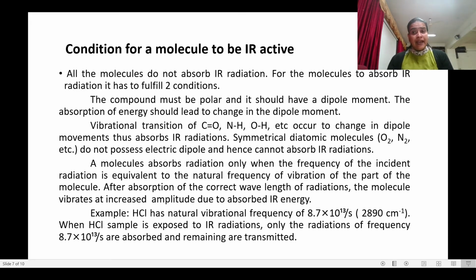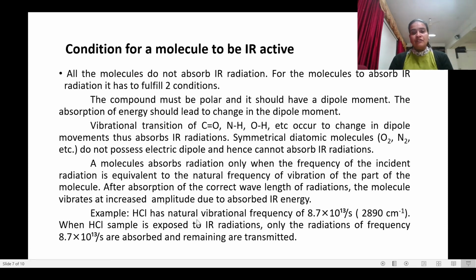For a molecule to be IR active, there are some conditions to be satisfied. First of all, it should be polar. The compound should be polar, and another thing is it should have a dipole moment. So not all molecules are IR active. Symmetric molecules as well as homodiatomic molecules are not IR active, as they are non-polar and they do not have a dipole moment. So molecules like water, HCl, etc. are IR active as they have a dipole moment and they are polar molecules.